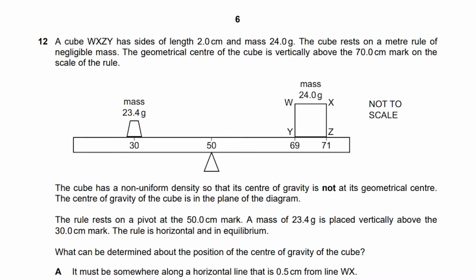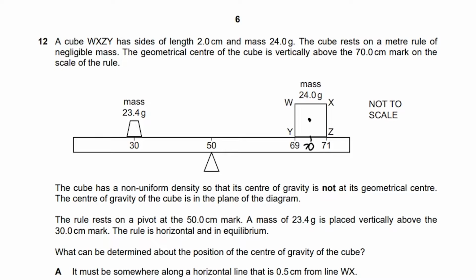Now this rule is in equilibrium and we have to determine what can be determined about the position of the center of gravity of the cube. The geometric center of the cube is at the 70 centimeter mark, but they are telling us that the center of gravity is not at the geometrical center. It has non-uniform density, but it is in the plane of the diagram, somewhere in this square, but not at the center.